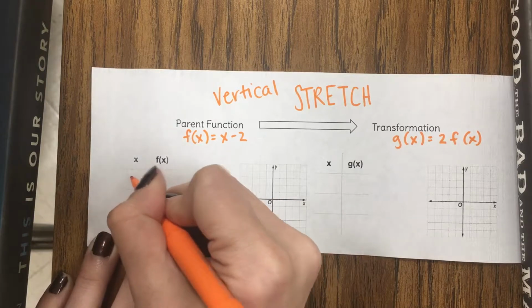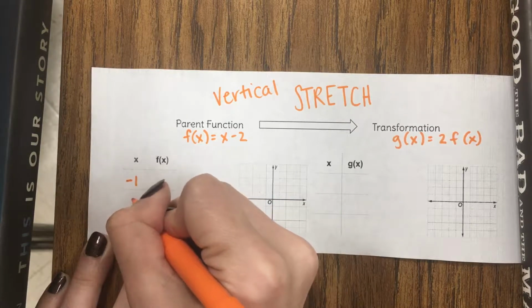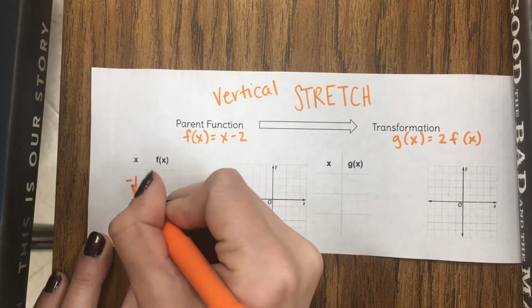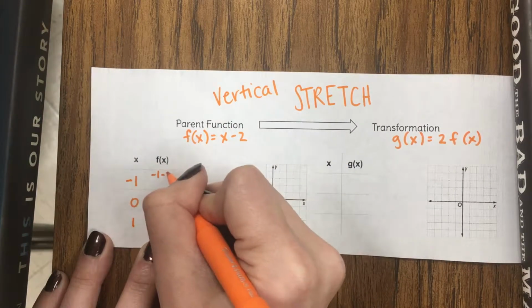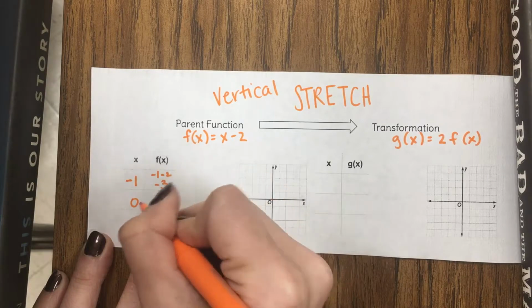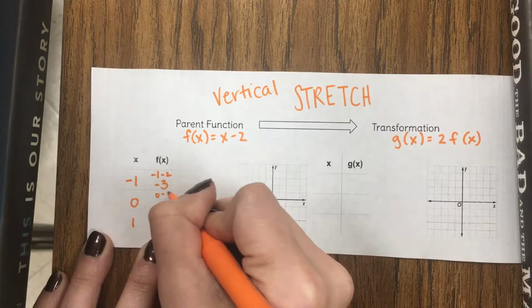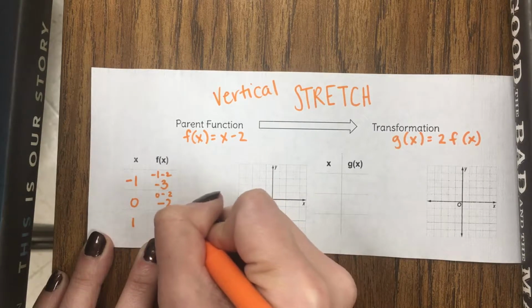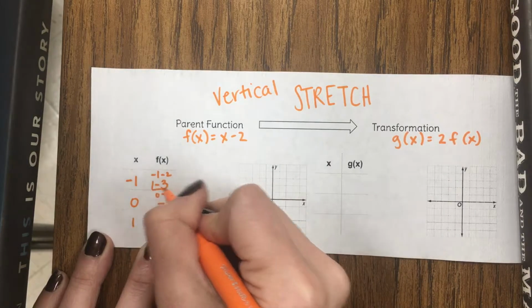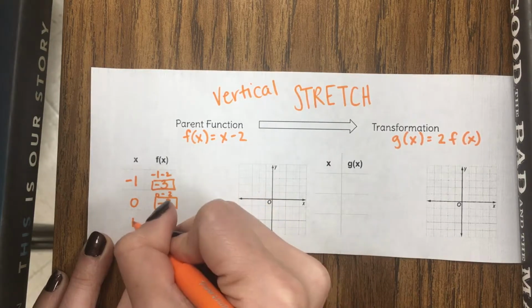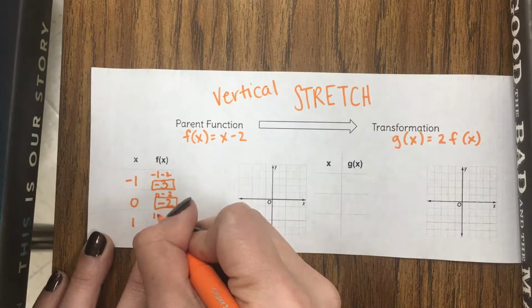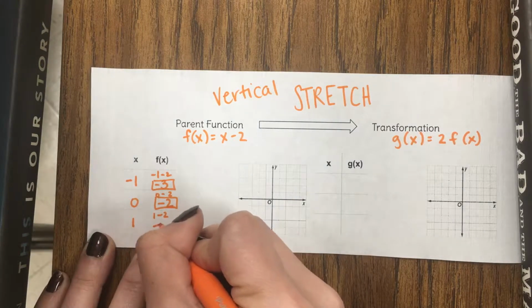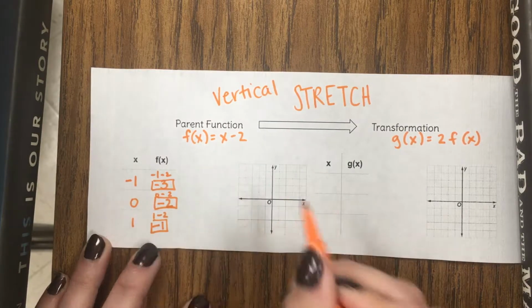So let's say that I want to look at -1, 0, and 1. At -1, I would just plug in -1 into my x, minus 2, and I'd get -3. At 0, just plug in a 0. I'm going to be at -2. And then at 1, to figure out where that point is, just plug in a 1 to my x, minus 2, and I get a -1. All right, and let's see if these match up real quick.